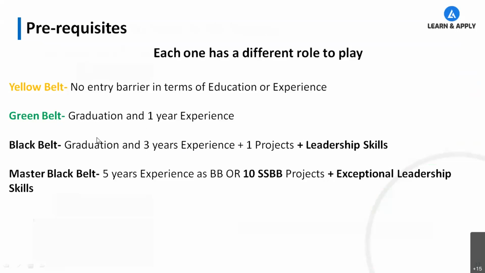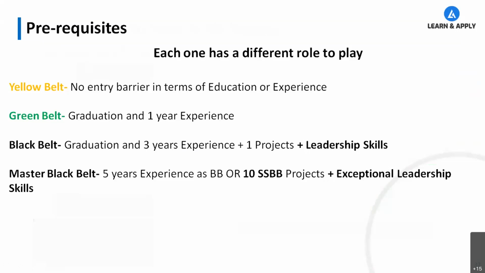Then for black belt, the requirement is graduation and 3 years of experience. You also have to submit one project as a black belt project, and show leadership skills, because as a black belt you have to manage green belts and train green belts and yellow belts. There is a lot of coordinating activity, and team management and time management are required. For that, a person going for black belt should have leadership skills.